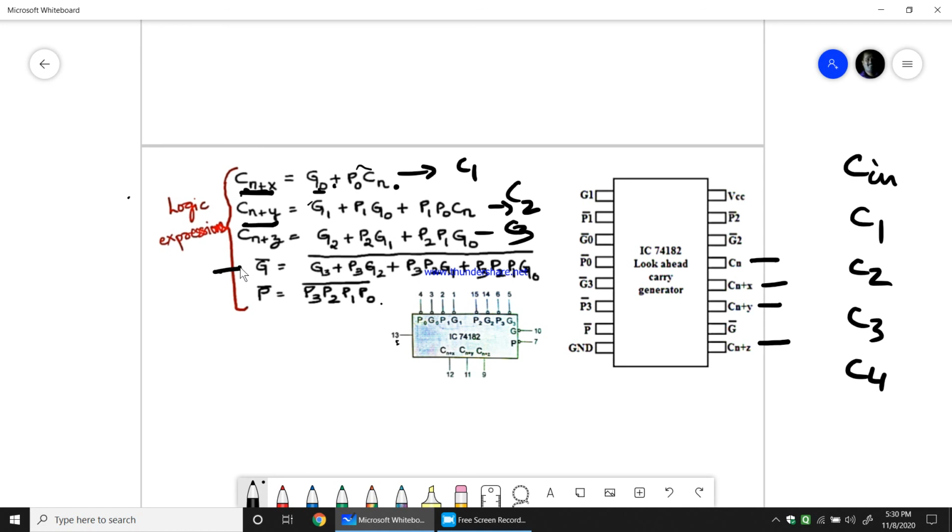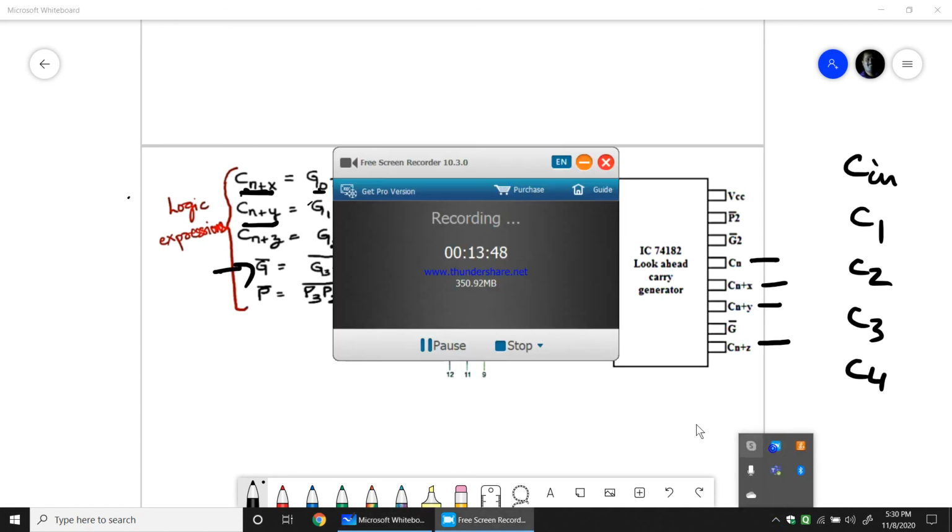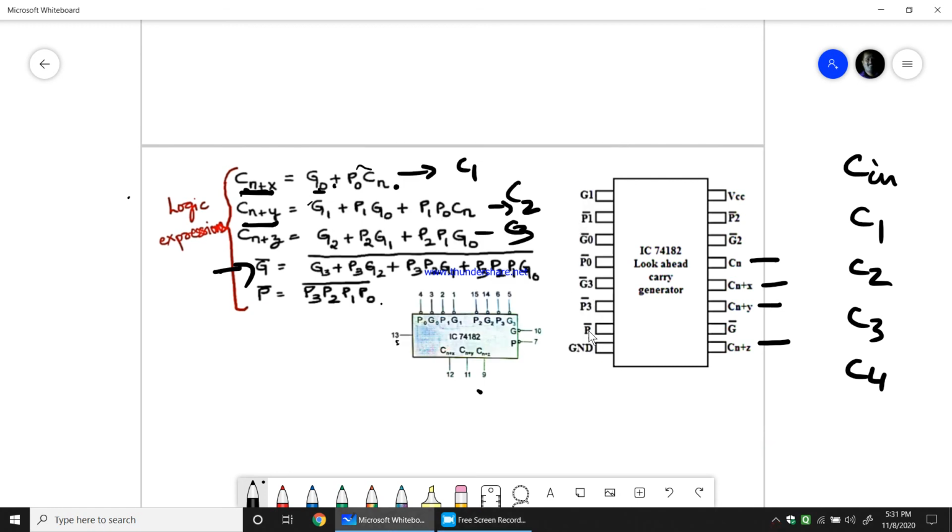In this IC, G bar is G3 plus P3 G2 plus P3 P2 G1 plus P3 P2 P1 G0 the whole bar, whereas P bar is P0 P1 P2 P3 the whole bar. The values of P and G are required, and these two pins are used for that. Anyway, this carry look ahead generator IC 74182 works the same way as the process I explained earlier.